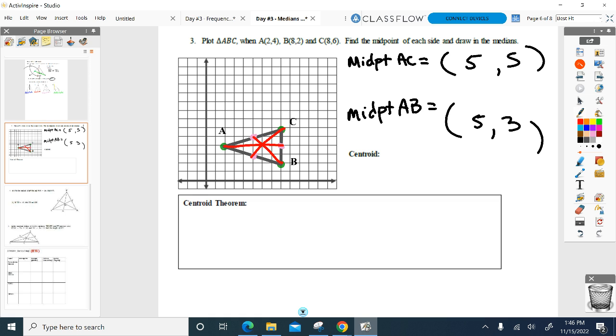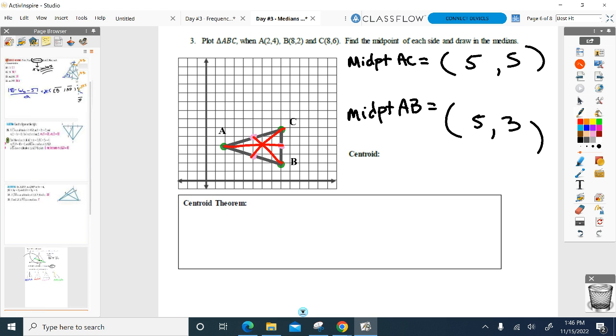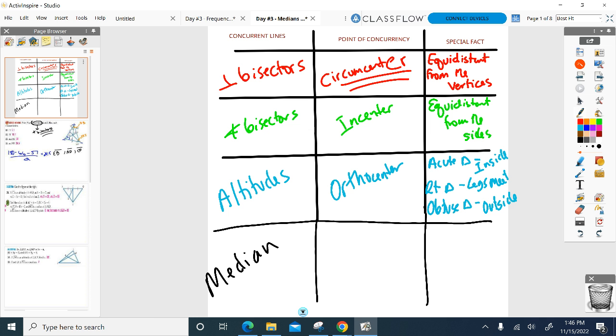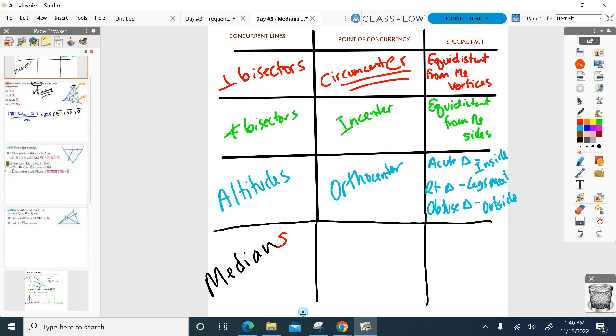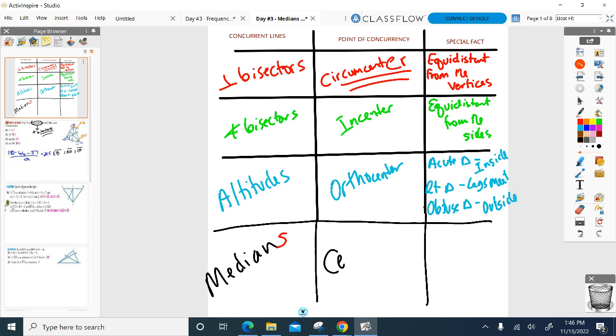Everyone agree? So that means I can go back to my chart from earlier today in class. Medians now are concurrent. Where are they concurrent? Here's our new vocabulary term. It's already on there for you. It's not like a big reveal. The medians are concurrent at a point called the centroid. Centroid, right? That's where the medians intersect. So finally, something that doesn't have the word center in it. Centroid.